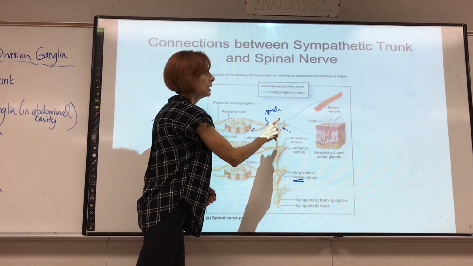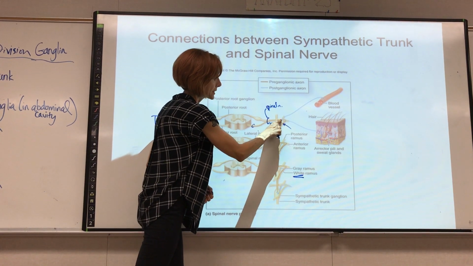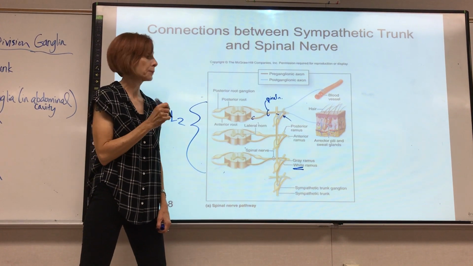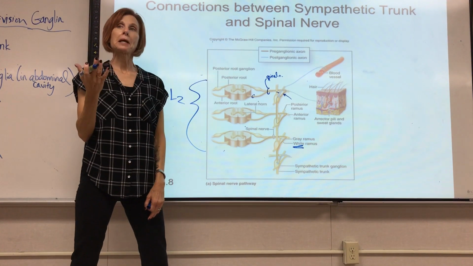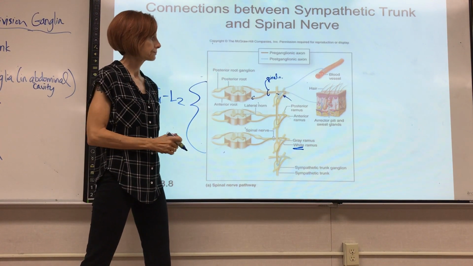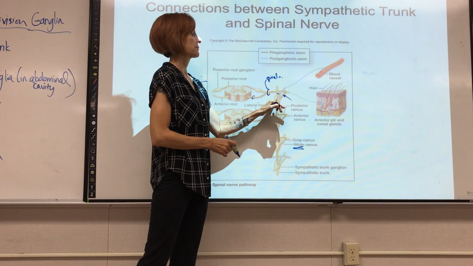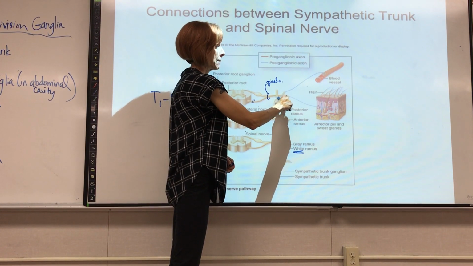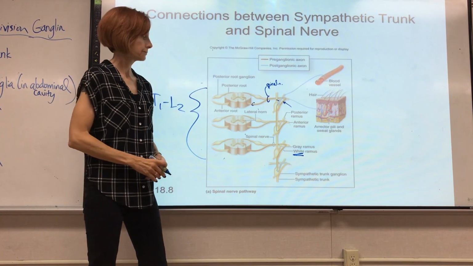It's going to synapse on the postganglionic neuron, shown in this gray color. The postganglionic neuron goes through the gray ramus. The gray ramus is more medial. This is called the gray ramus because these postganglionic neurons are unmyelinated. So the preganglionic go through the white ramus, the postganglionic go through the gray ramus, and the gray ramus will carry that neuron back to the spinal nerve, and eventually it will make its way out into the body.